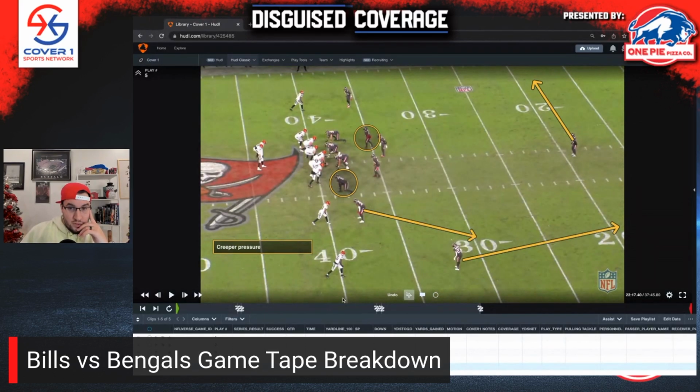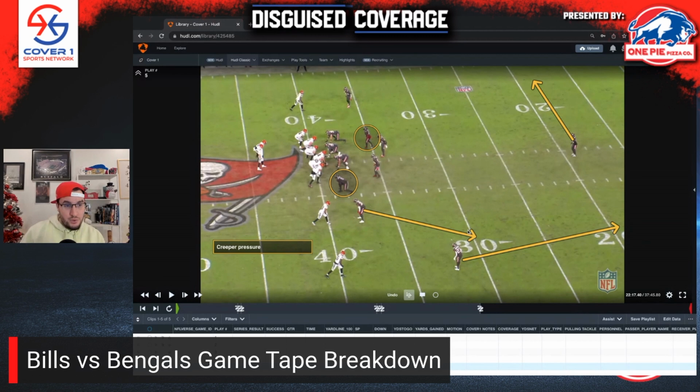We're going to go to another one. This is a creeper pressure. Same package, same family. This one is combined with a nice coverage piece on the back end. So the two players I've circled, again, you have your 4-down lineman. Tryon Shoyinka is going to drop. Devin White is going to come on the rush. But watch the coverage piece that they do.